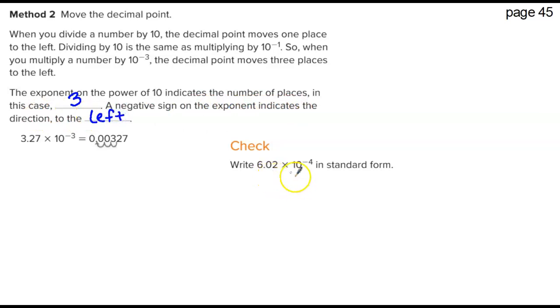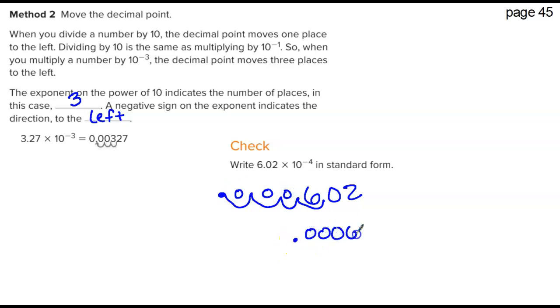Okay. So this says move the decimal 4 places to the left, 6.02. We're going to go 1, 2, 3, 4. My decimals are so bad, sorry. Fill in the empty places with zeros, and we get 0.000602. Again, the 0 over here is optional.